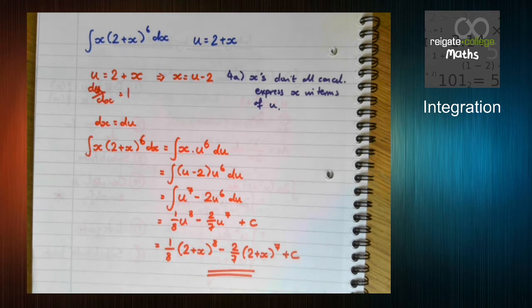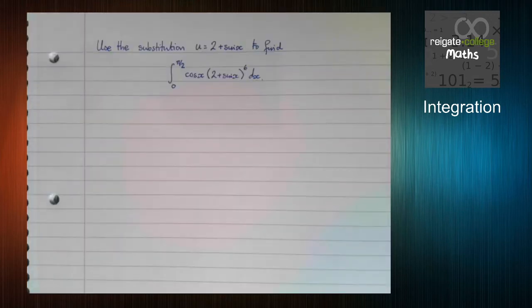The next example we're going to look at, though, involves using limits. So here's our example that involves limits. Use the substitution u equals 2 plus sine x to find the integral of cos x, brackets 2 plus sine x to the 6, with respect to x, between 0 and 2 pi.